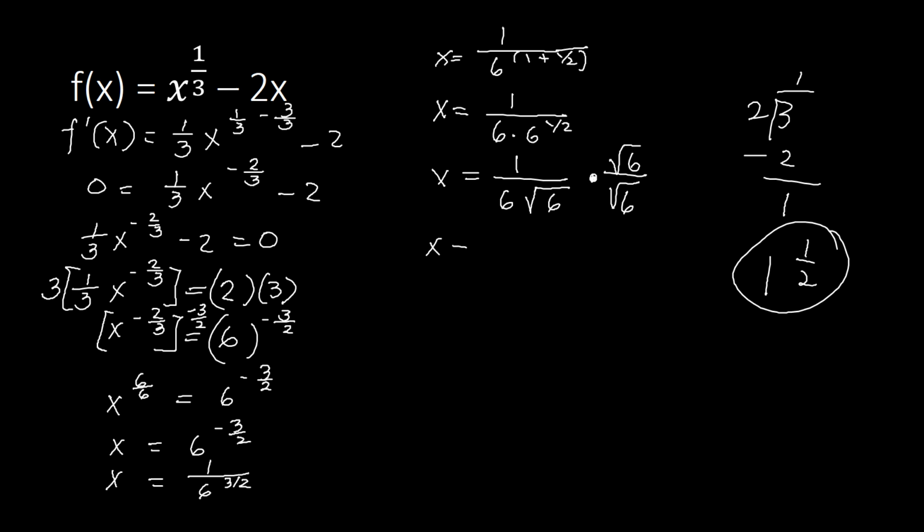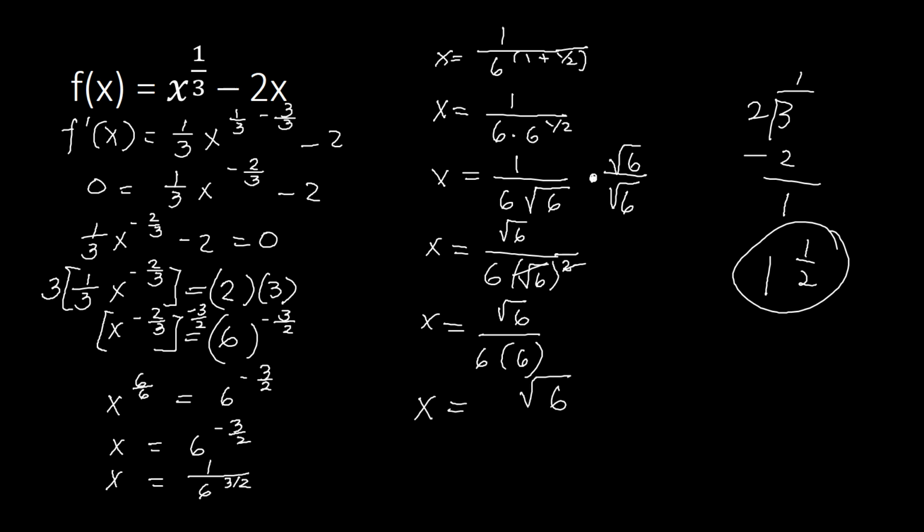So this is x equal to 1 times square root of 6, that's square root of 6, over 6 times the square root of 6 raised to the power of 2. This is now x equal to the square root of 6 over 6 times, this is cancelled, times 6. For the square root of 6, we have that as positive negative. So our answer entirely is also with a positive negative, and that's over 36.